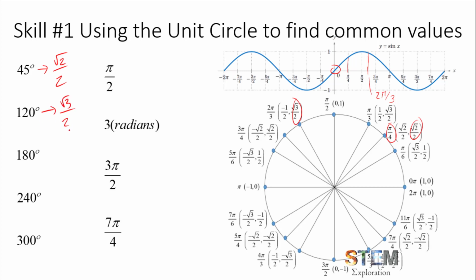And very quickly, 180 degrees. Well, 180 degrees is equal to 1 pi. We go 180 degrees, that's 1 pi, that's this point right here. We can see that the sine function is equal to 0.